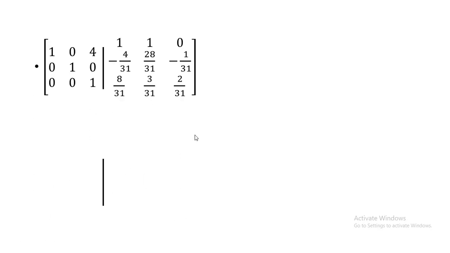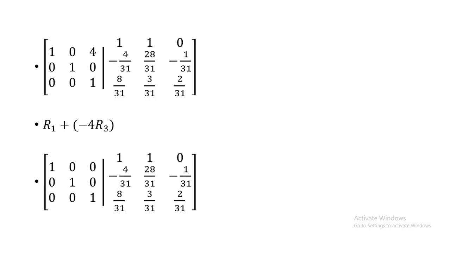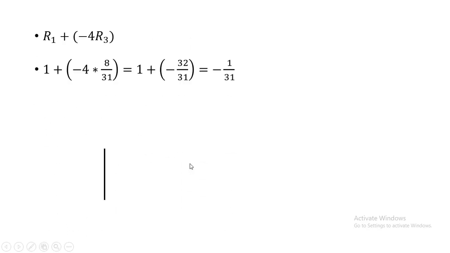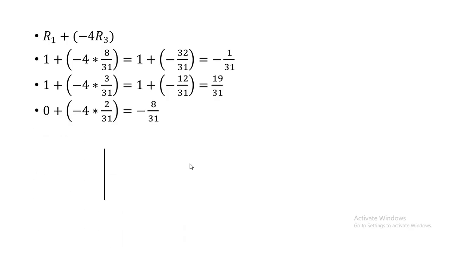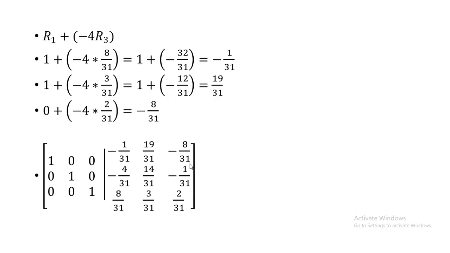The final answer that I got is this. Now for this side of the matrix to be converted into an identity matrix, it is important that this should also be equal to 0. So the operation required is R1 plus minus 4 times R3. See, this is now equal to 0, and I'm going to apply the same operations on these three elements as well. And I've applied operations on these three elements as well. This is what my final answer is.